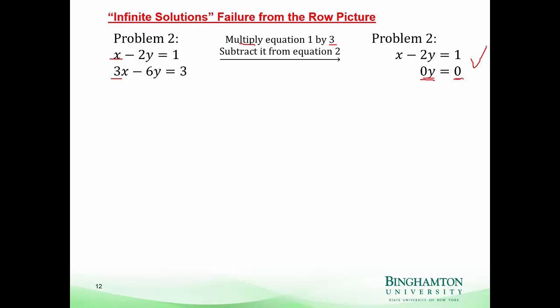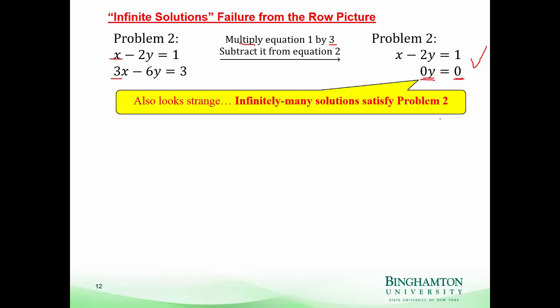0y is equal to 0. Now any y value works. So there are infinitely many values of y. You give me any value of y and it solves that equation. So every y satisfies this 0y is equal to 0. And basically we've completely eliminated that second equation. There is no second equation. And so there's only one equation left.